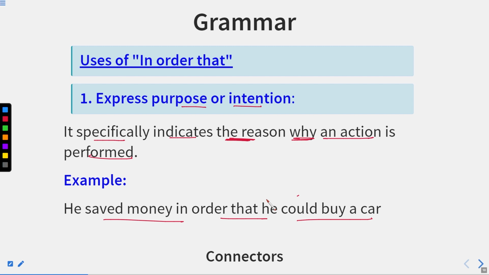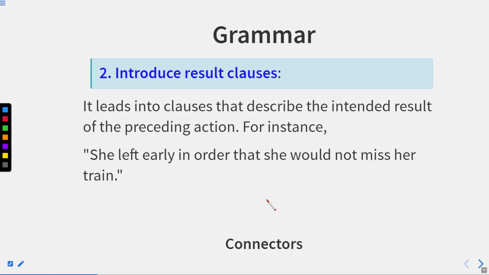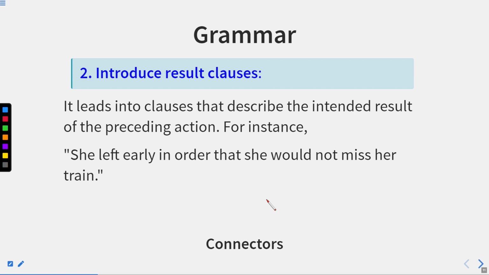So the purpose of saving this money is just that he wanted a car. Now let us move forward. The second use is to introduce result clauses. It leads into clauses that describe the intended result.